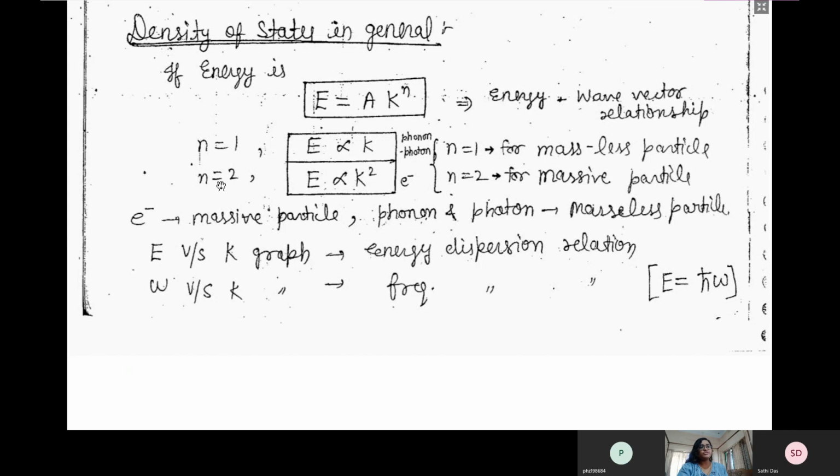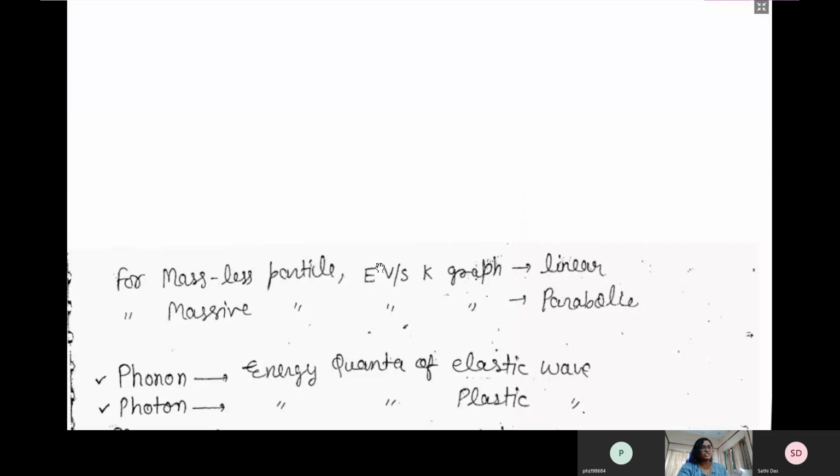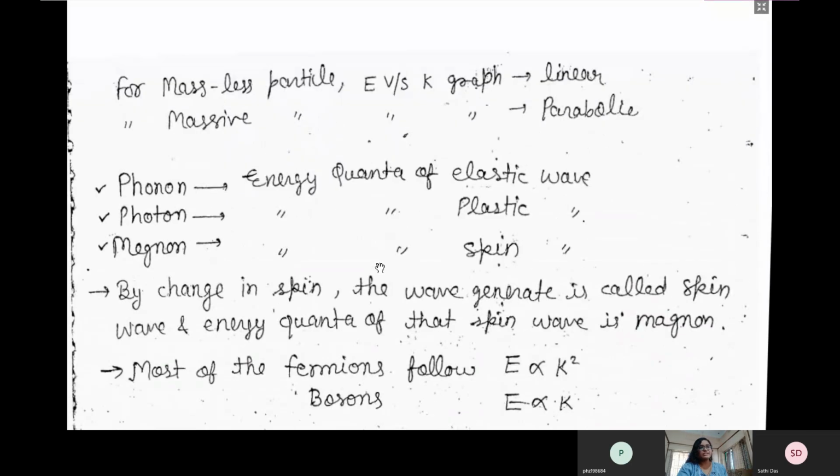And if n equals 2, E is proportional to k square, and this is for massive particles. We know that E is proportional to k square for the electron, because E equals p square by twice m. So we can write it as E equals h cross square k square by twice m. So these are the dispersion relations. For massive particles, the energy-k diagram is a parabola because it is proportional to k square, and for massless particles, the energy versus k diagram is linear because it is directly proportional to k.